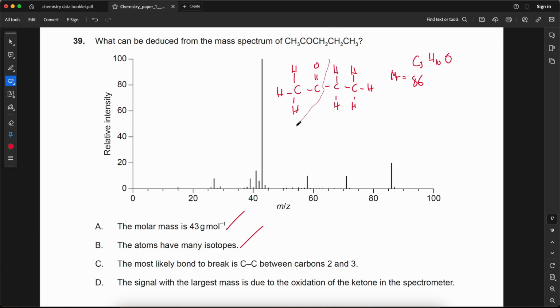Then if we break this one, the mass for this fragment will be 43. Okay, so C 12 plus 3 plus 12 plus 16. That would give you 43. So this is 43. Therefore, this one is correct. The signal with the larger mass is due to the oxidation of ketone in the spectrometer. Also no.